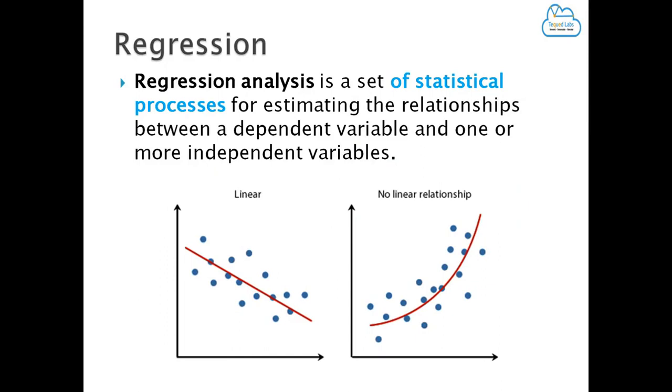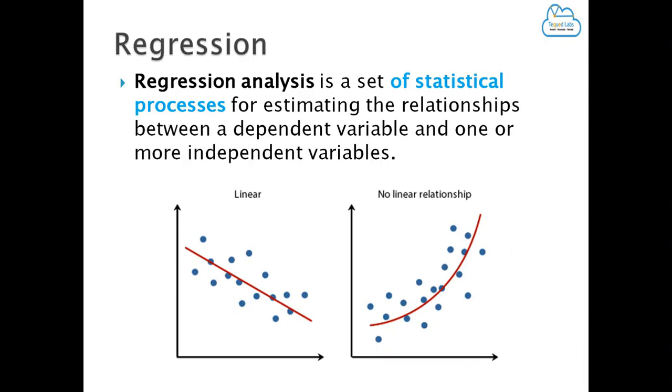So then we will go on to the concept called regression. Another important concept in machine learning is regression. There are two important concepts to learn: regression and classification.